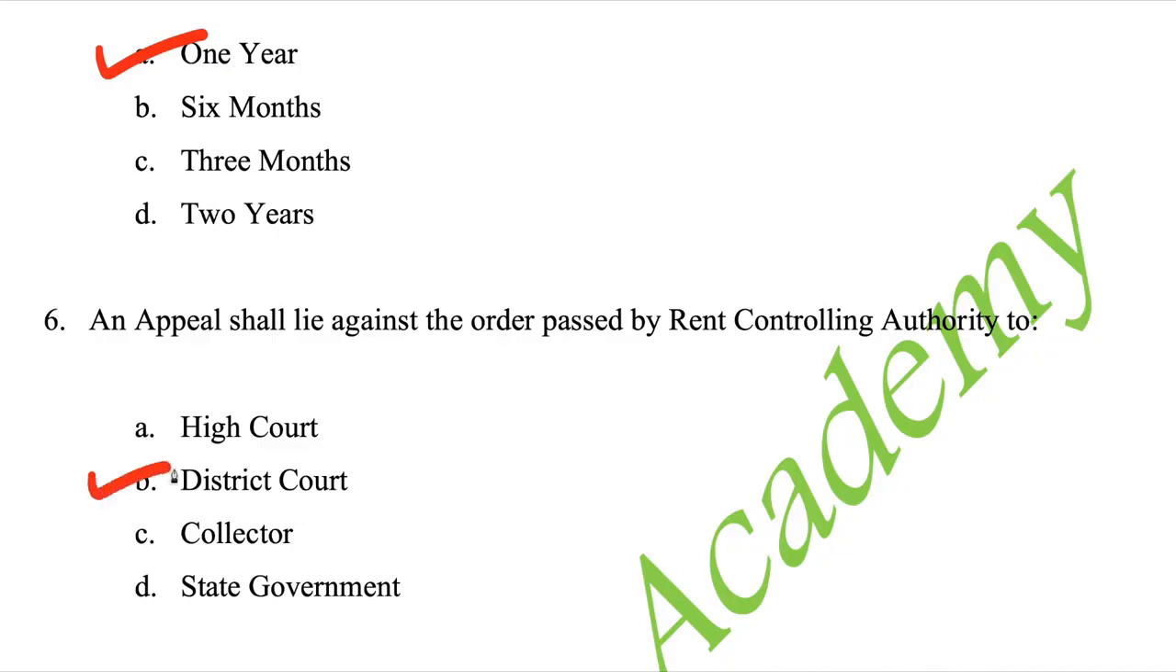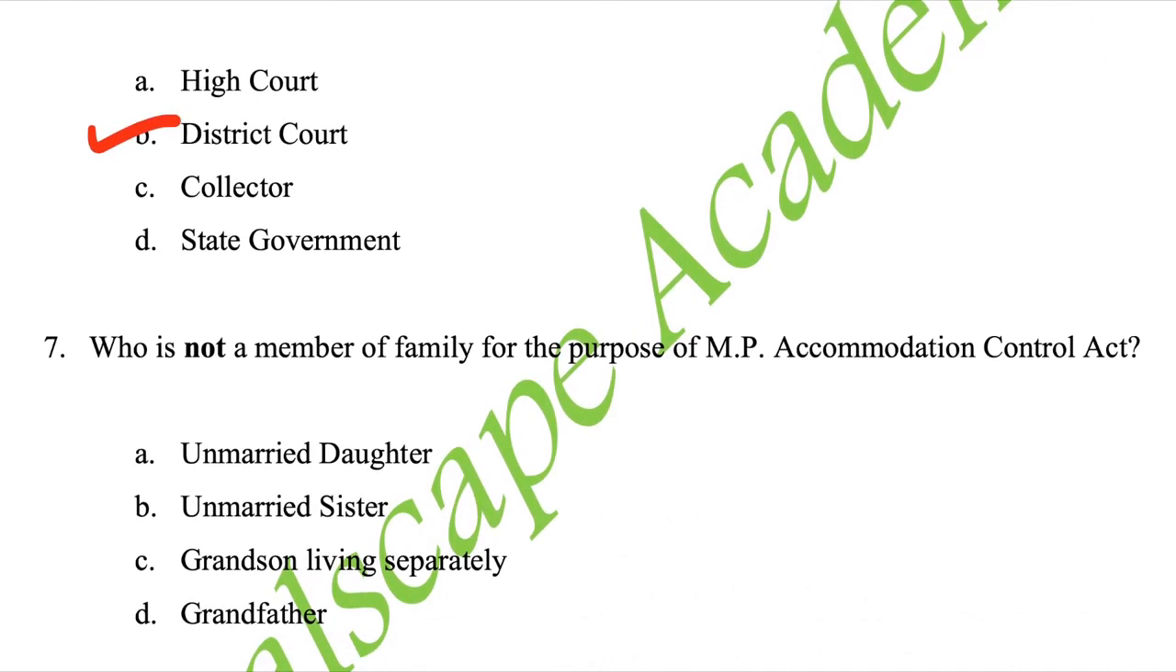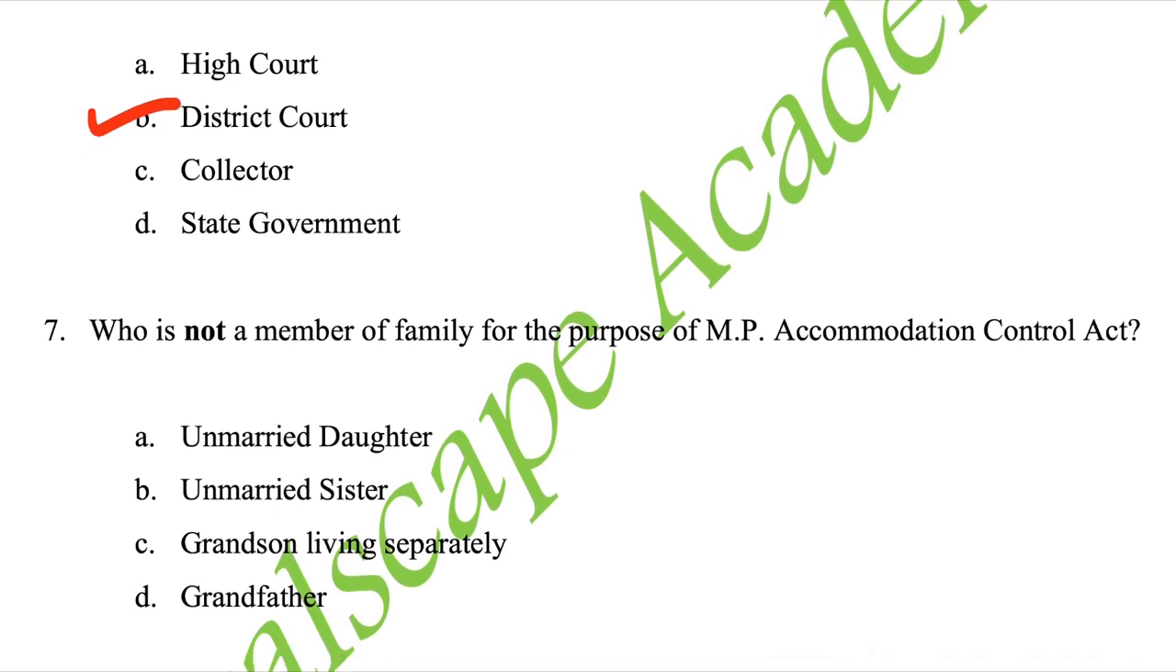Correct answer is B. District Court. It is given in section 31 clause 1. It says that an appeal shall not lie to a person inferior to district judge or additional district judge. Next question. Who is not a member of family for the purpose of MP Accommodation Control Act?